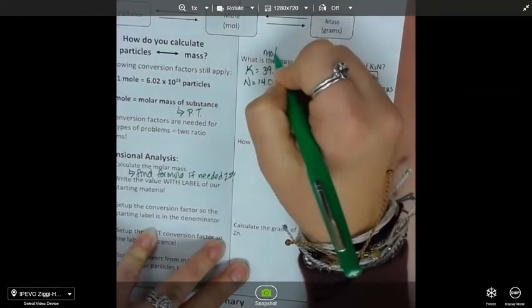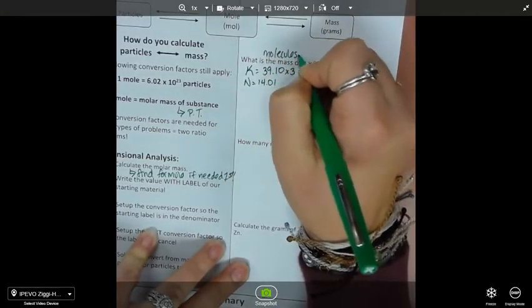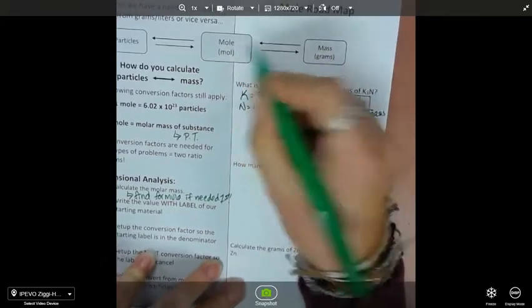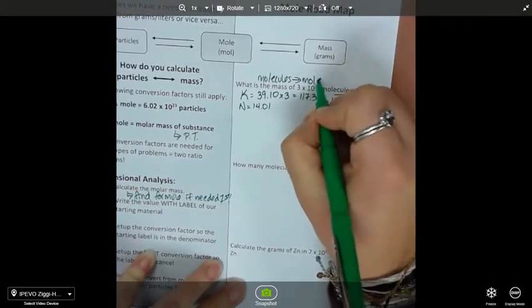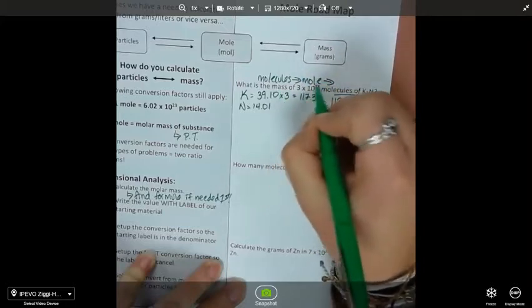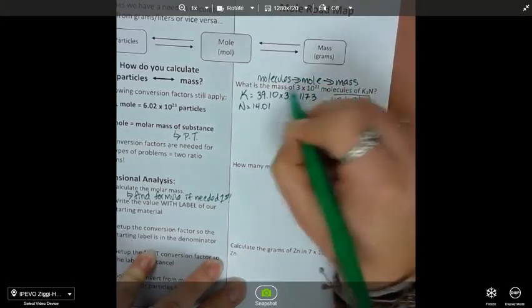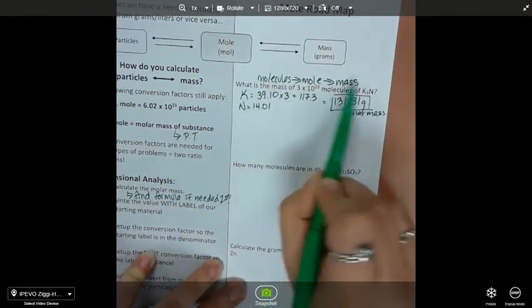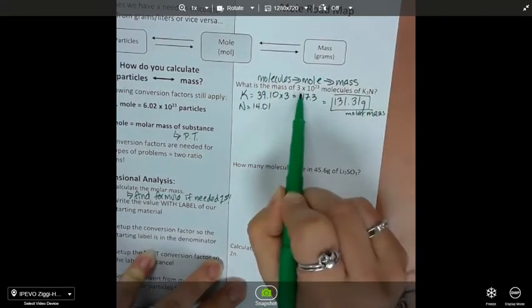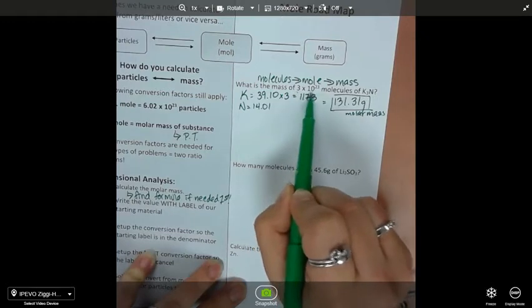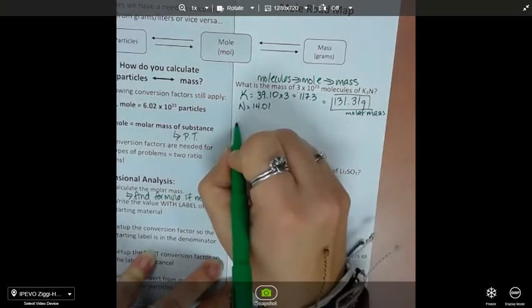All right, so we need to be able to go from molecules, which is what we're starting with. So we're going molecules, next in our map is moles, and then from moles to mass. So when you make your map, your dimensions are going to match this process. So let's figure out what's our given. Our given is 3 times 10 to the 23rd molecules. So that's what we're going to start with here.